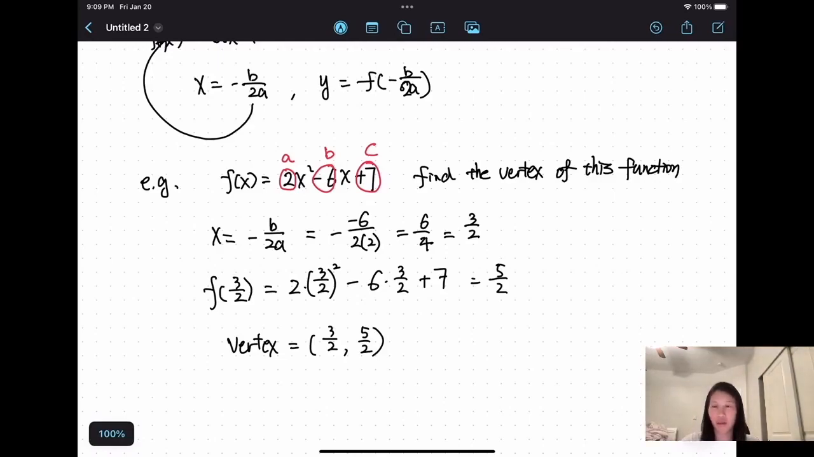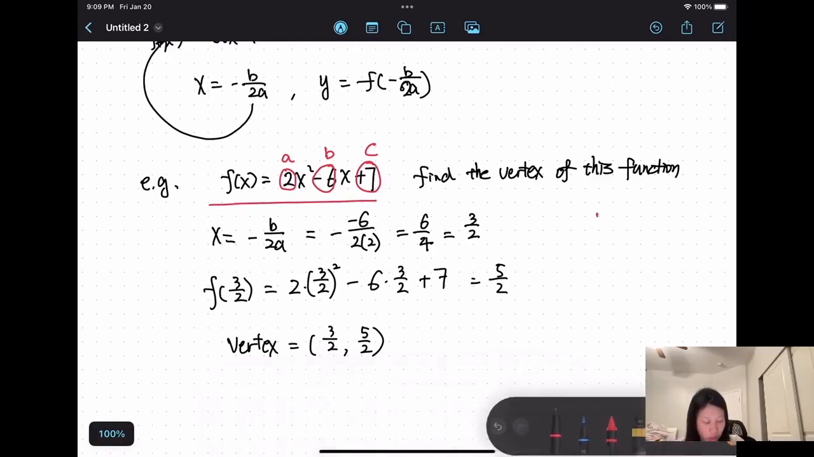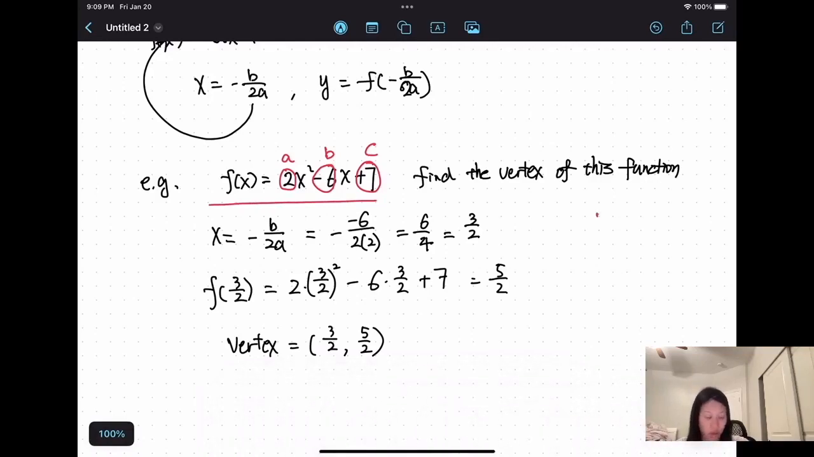Okay, so how do I rewrite this into vertex form? Now I want you to, given this function, after you found the vertex of this function, rewrite this into vertex form.